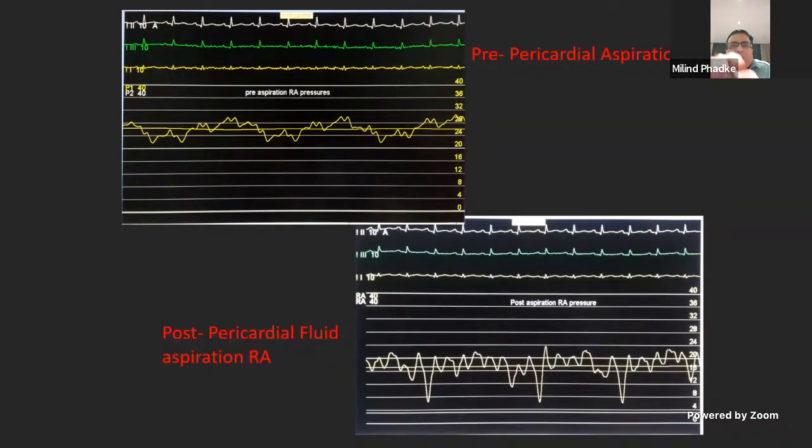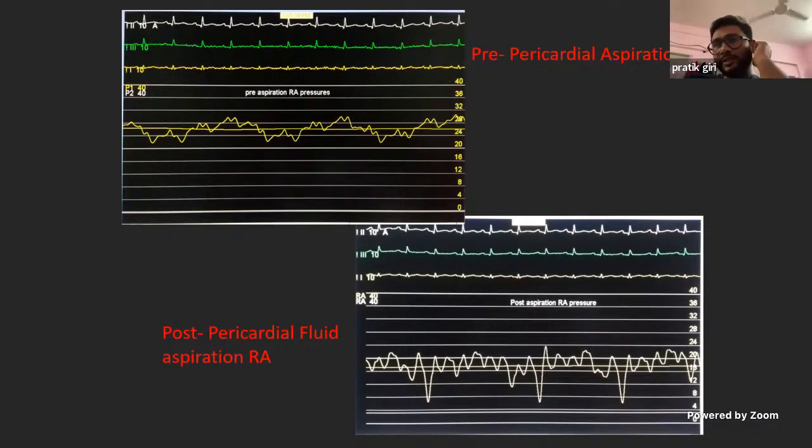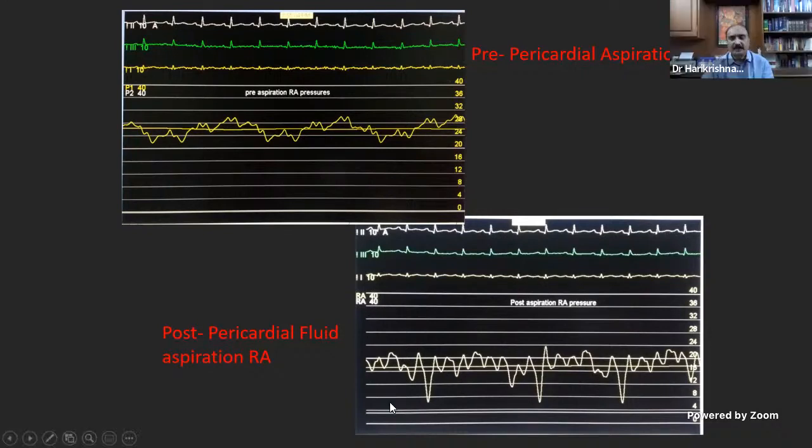Now, prior to tapping, you have an RA pressure tracing. Post-tapping, you have the same RA pressure tracing which has been recorded. So, what has changed? Pre-aspiration, there is obliteration of the Y descent, which you can definitely make out on the post-aspiration, which was not in the first tracing. And blunting of the Y descent was there in the first tracing.